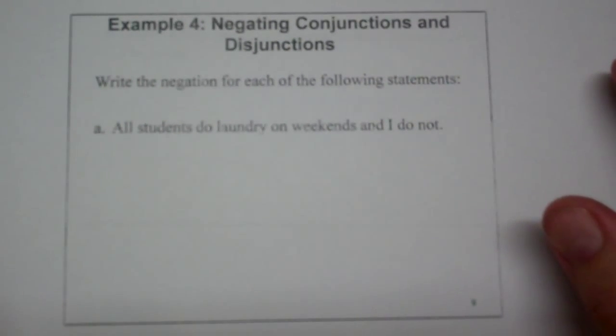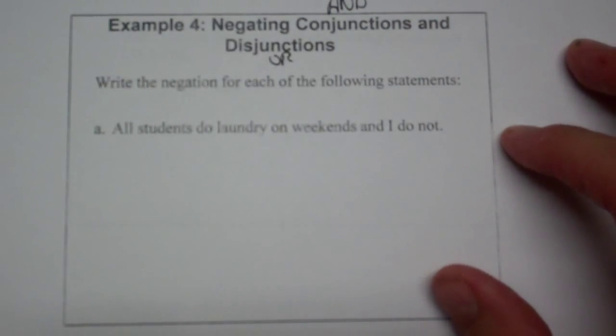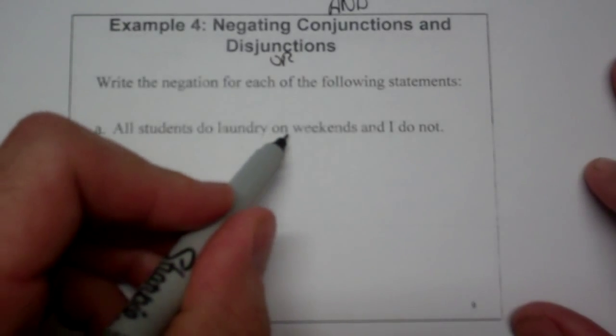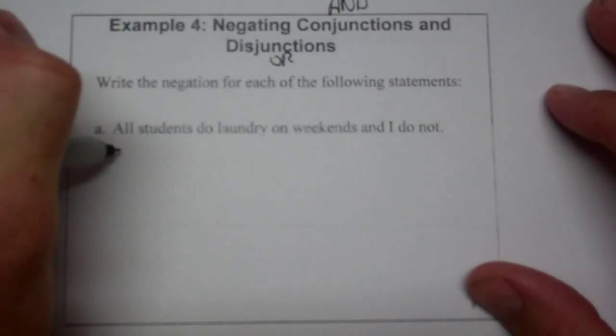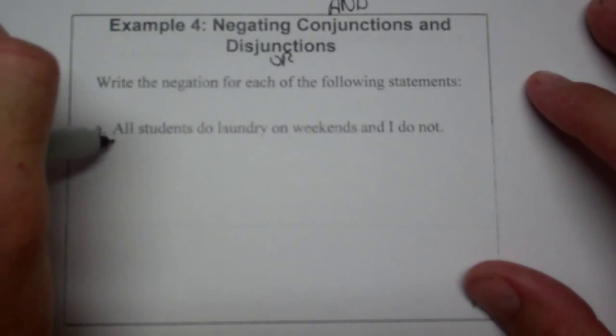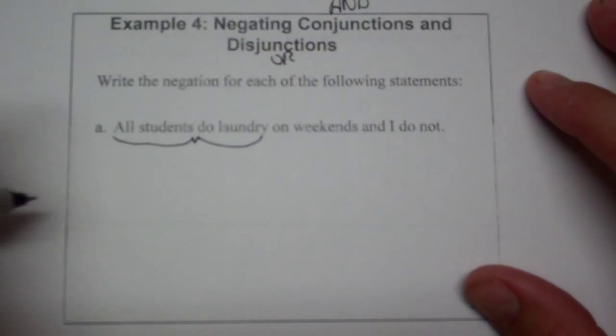Example number 4, we want to negate our conjunctions and disjunctions. Remember, conjunction is just a fancy word for and, and disjunction is our fancy logical word for or. So, all students do laundry on weekends, and I do not. So you have all students do laundry, and I do not. We need to negate all students do laundry. What's the negation of all?